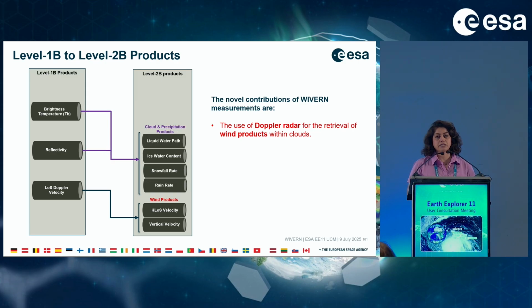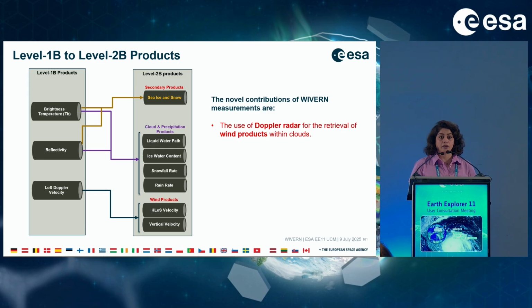Then reflectivity and brightness temperature. These are the fundamental features for retrieving clouds and precipitation products. And again, the unique contribution for the mission is the co-located use of these features for retrieving these data. It's going to be for the first time.